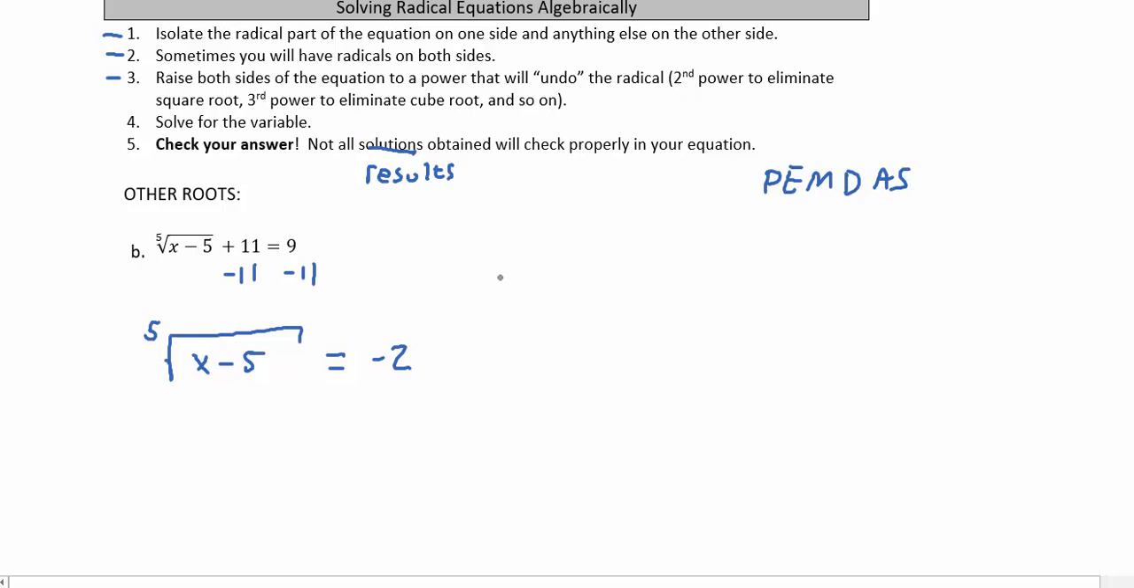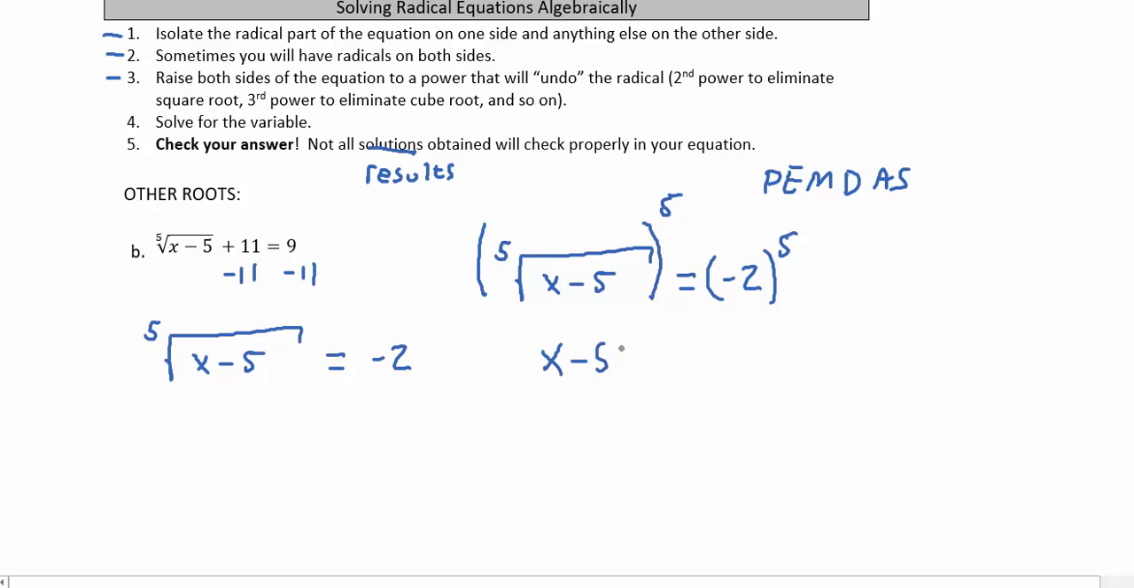So let me copy this and do just that. I'm going to raise the left-hand side to the fifth power, and I'm going to raise the entire right-hand side to the fifth power. The fifth power and the fifth root will cancel, leaving just the radicand, x minus 5. On the right-hand side, you have to figure out what negative 2 multiplied by itself 5 times is. I know an odd number of negatives gives a negative, and 2 to the fifth power is 32.